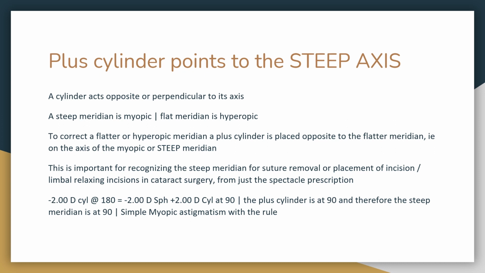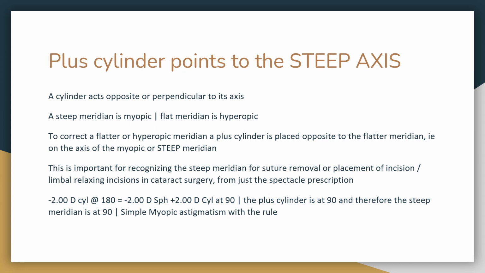And the last rule, which is rule number 4, will help us find the steep meridian from the spectacles prescription. As we all know, a cylindrical lens acts opposite to its axis, and a flatter meridian is hyperopic. To correct a hyperopic or flat meridian, we place a plus cylinder at the axis opposite the flat meridian. That is, the plus cylinder is placed on the axis of the myopic or steep meridian. Therefore, the axis of the plus cylinder points towards the steep axis.